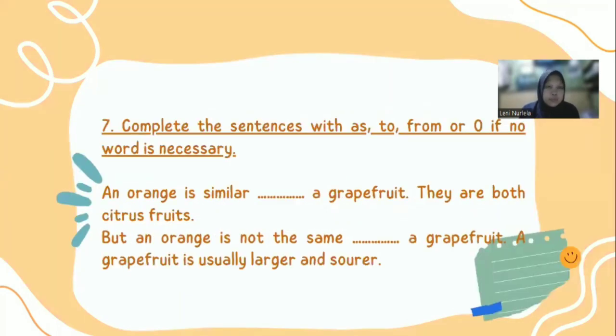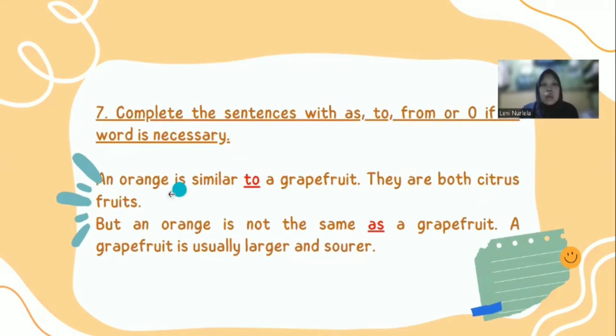Number 7. Complete the sentence with "as," "to," "from," or 0 if no word is necessary. An orange is similar to a grapefruit. They are both citrus fruits, but an orange is not the same as a grapefruit. A grapefruit is usually red and sour. Why do I use "to"? Because "similar" is usually followed by "to." Why do I use "as"? Because "the same" is usually followed by "as."